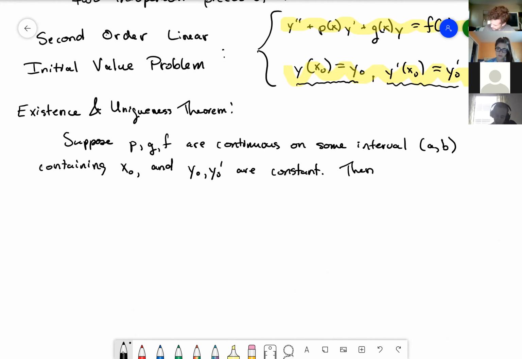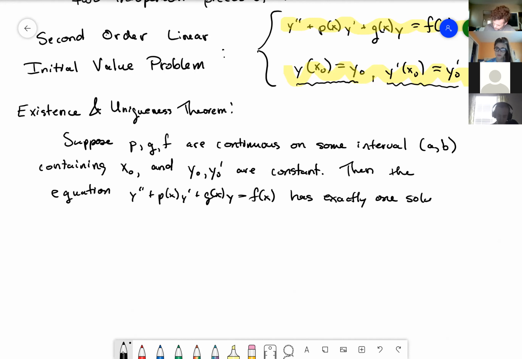Then our ODE, the equation that we have, y double prime plus P of x y prime plus Q of x y is equal to F of x, has exactly one solution. This is just another way of phrasing what we phrased for our previous existence and uniqueness theorem, which was that the solution exists, so there's at least one, and it's unique, so there's no more than one. In other words, there's exactly one.